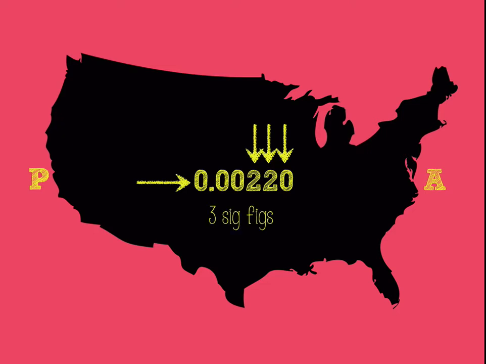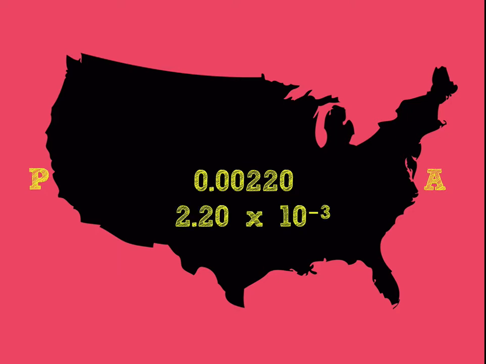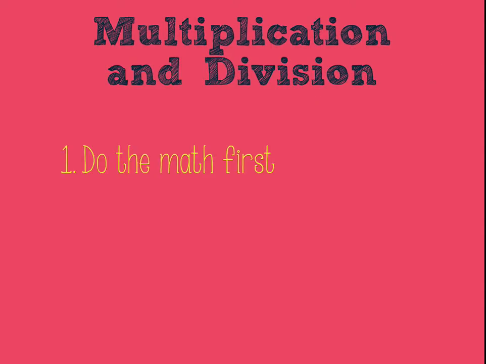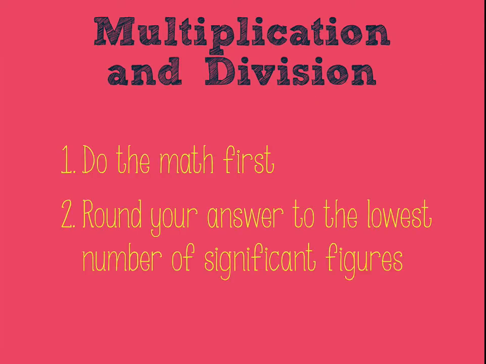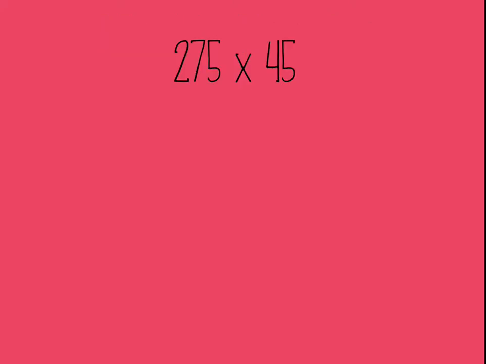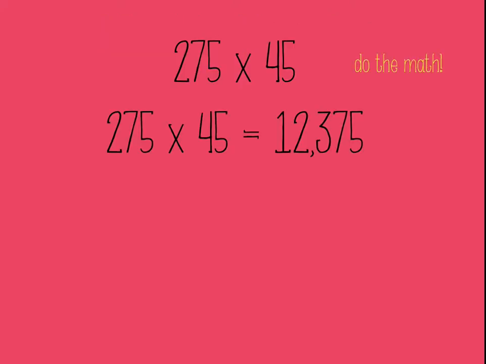If it's hard to see why the first zeros don't count, just rewrite the number in scientific notation and it becomes clear. Now you're ready for the calculation rules. For multiplication and division, do the math first, then round your answer to the lowest number of significant figures. 275 times 45, do the math first. Then identify which number had the least number of sig figs, and round your answer to 2 sig figs.